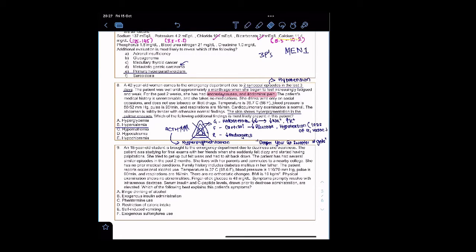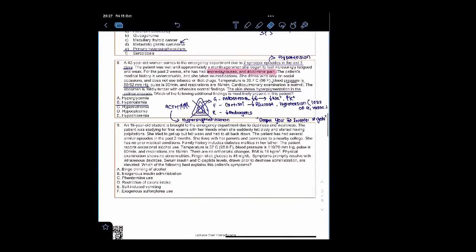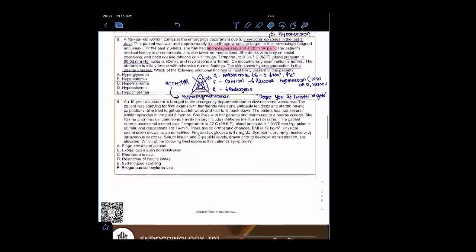Blood pressure is 86 by 52 millimeters of mercury. Respirations are normal. Abdomen is mildly tender with otherwise normal findings. The skin shows hyperpigmentation in the palmar creases. These are the clues that tell you this is Addison's. And from there, you need to know what the manifestations are.